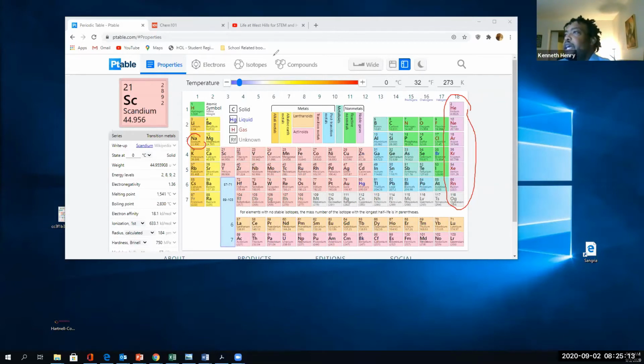So if you look at it, these guys are nonmetals, right? So your nonmetals, these guys are going to want to take electrons because they're close to being the noble gases. So they want to be pulling electrons. And let me kind of explain it like this. So you want to think about it.